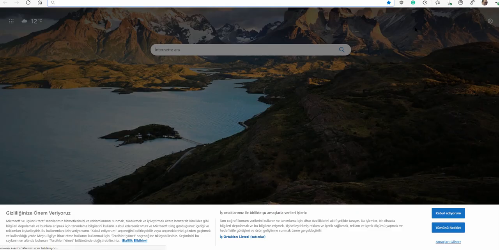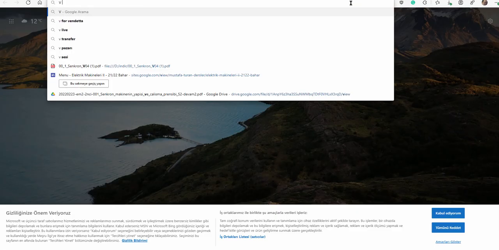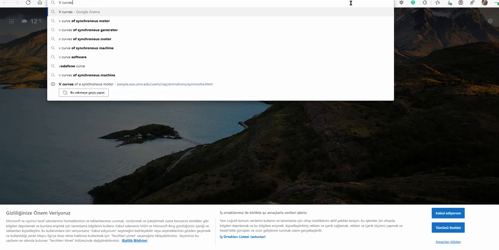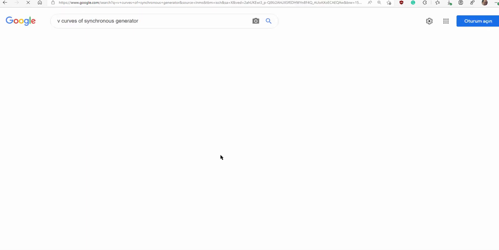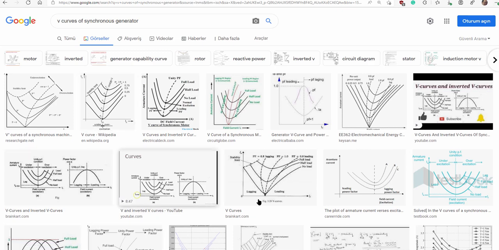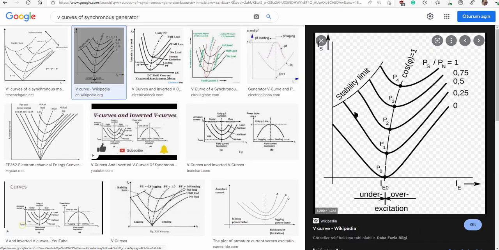You can find some similar figures, V curves of a synchronous generator, machine, motor. Here you see some images. Looks like what we have done. Here you see stability limit, constant power and power factor unity.